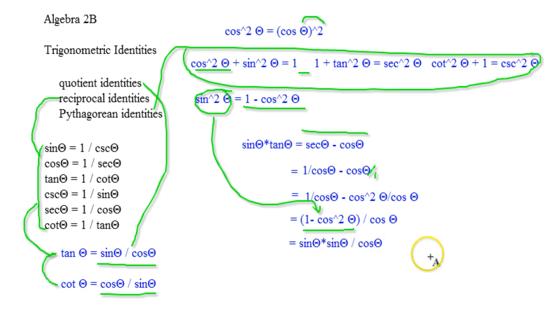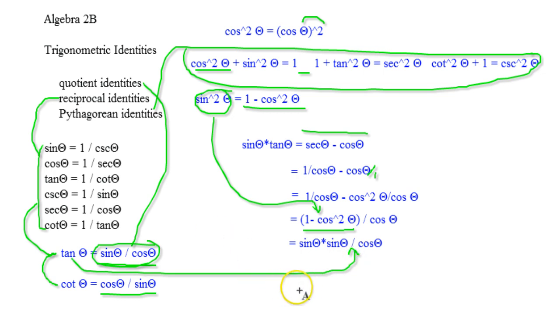Okay, now here's the cool thing. I'm going to use this identity down here because this is sine of theta divided by cosine of theta. So I'm going to replace that with tangent of theta. And guess what? Sine of theta times tangent of theta. That looks an awful lot like the beginning of what I had. Voila. I have verified this identity.